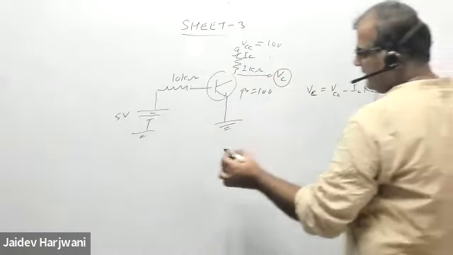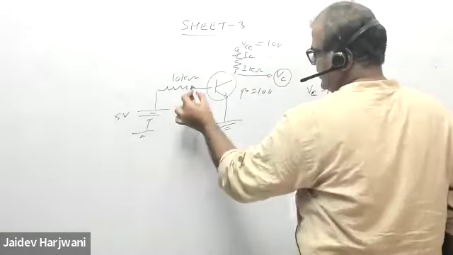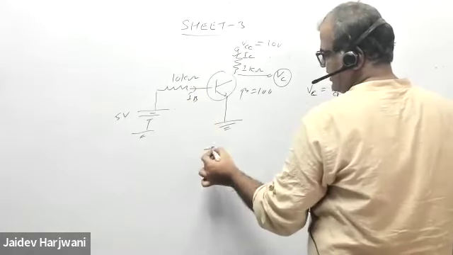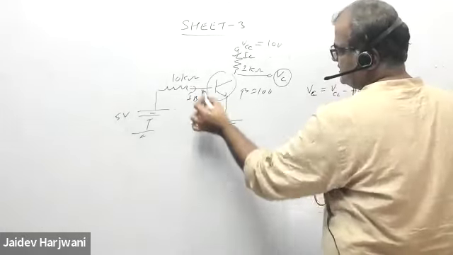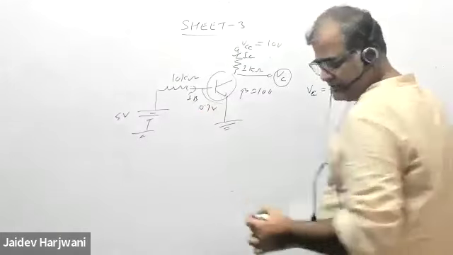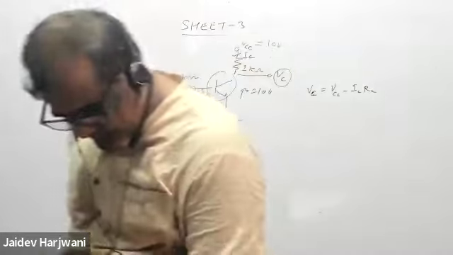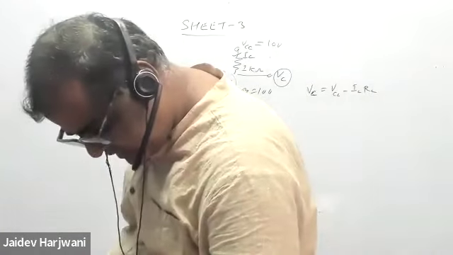Tell me what is the value of IB? Say IB current is flowing here, so minus 5. So what is the value? And this is, if it is 0.7 volt. What is given in the question? Okay, it's not given. You can take 0.7.